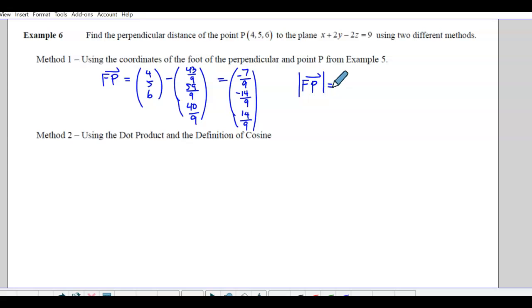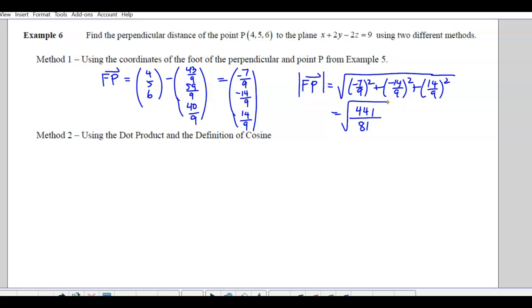Okay, so we're finding the magnitude of that vector. So negative 7 ninths squared plus negative 14 ninths squared plus 14 ninths squared. You can use your calculator if you want to enter those in and convert it back to a fraction. Obviously, they all have the same common denominator, so you can probably do the math, 35, right, without a calculator.